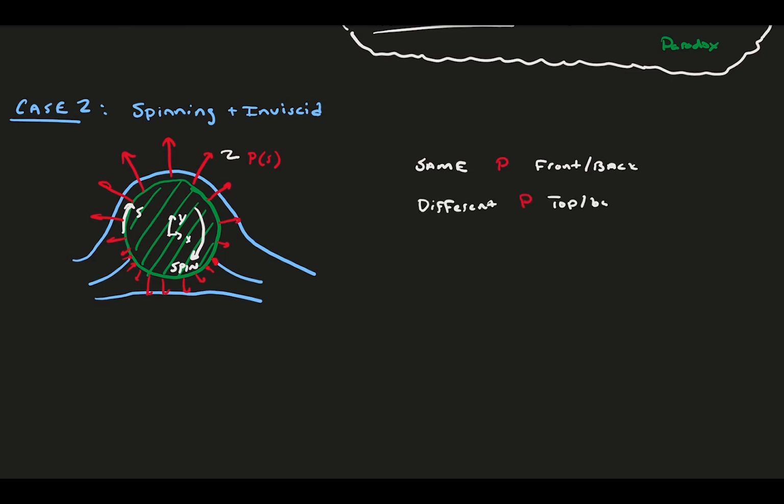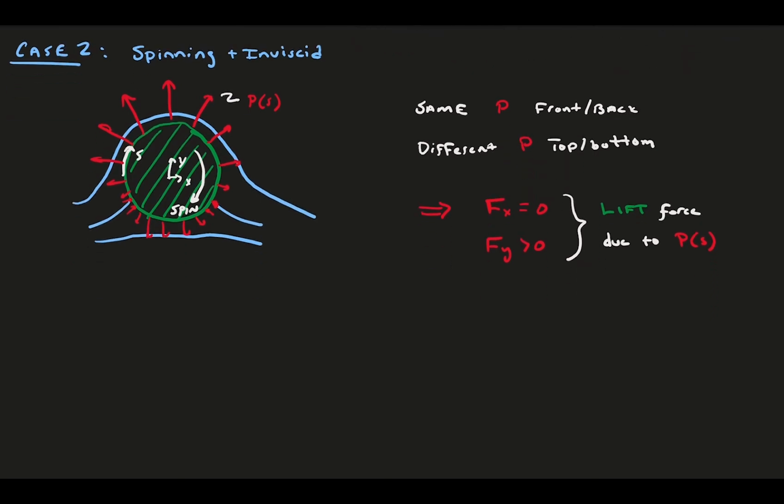But the pressure distribution is different between the top and the bottom now. This difference causes a net force in the y direction, and that's what we call lift in aerodynamics. But we still do not have a force in the x direction, which is drag, because the pressure forces are equally pushing on the front and back of the cylinder.